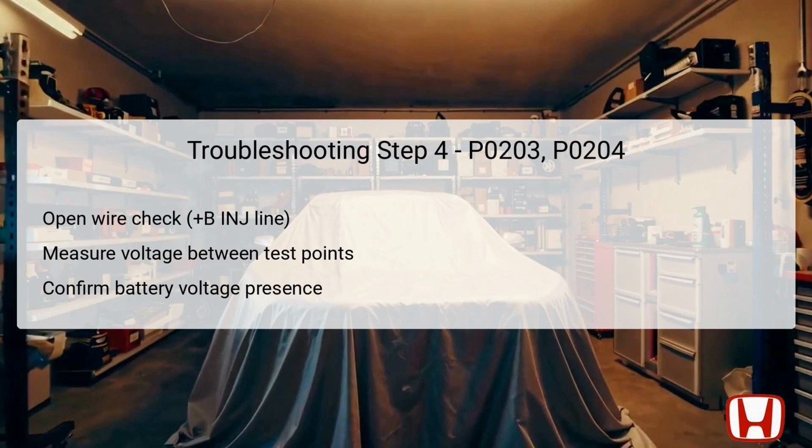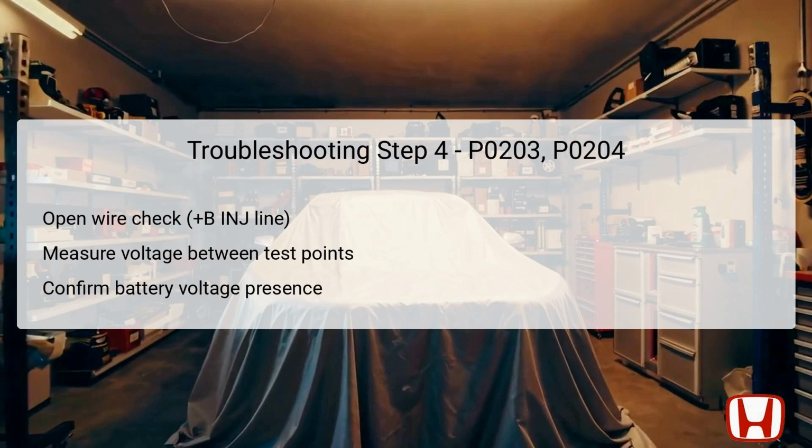These test points involve the female terminals in the relay socket corresponding to the +B IGP lines. You should measure the voltage between these points and a solid body ground for an accurate reading. If battery voltage is present, it confirms that the +B IGP wire is functioning correctly, allowing you to move on to step 6.